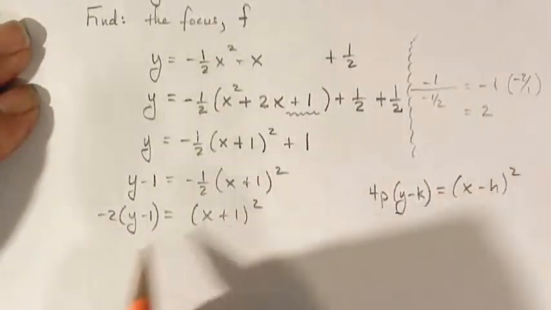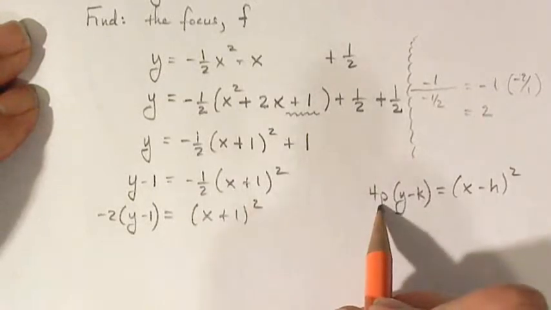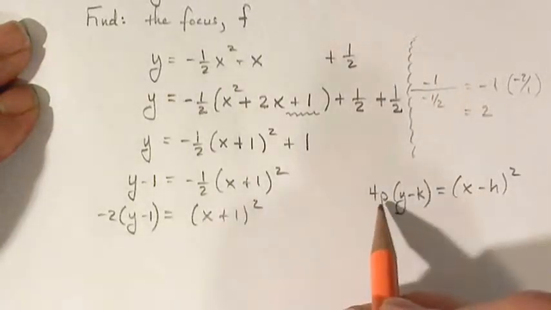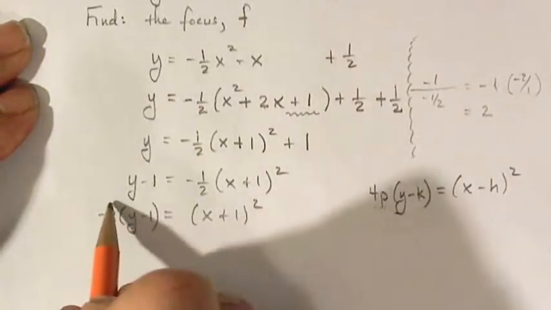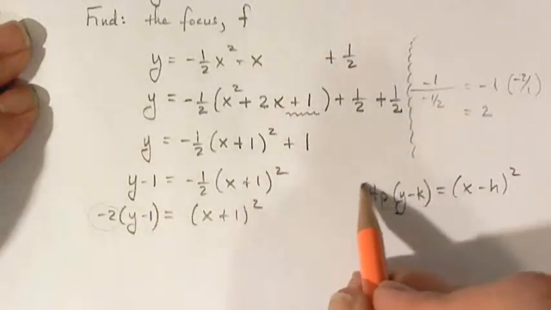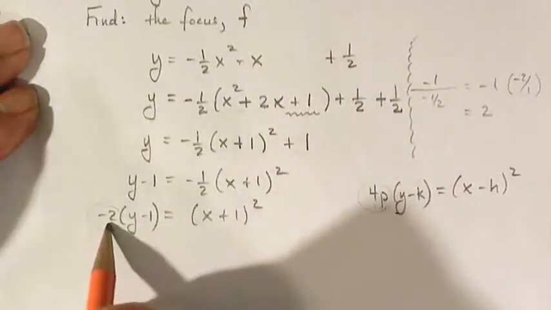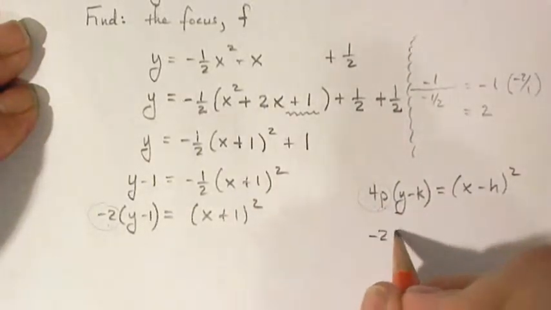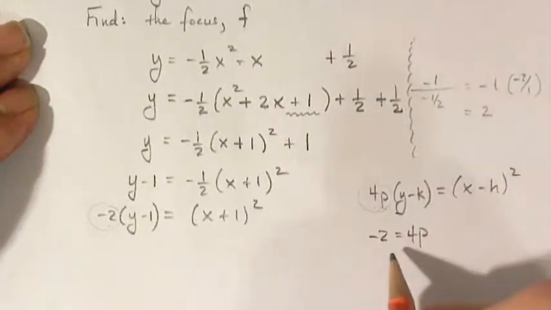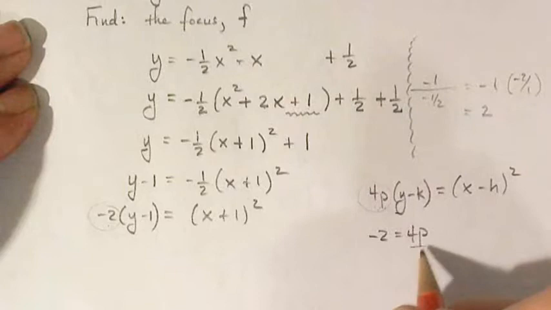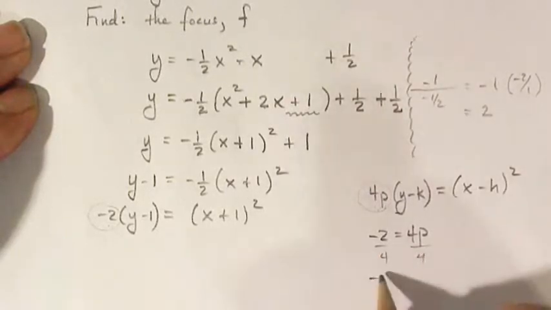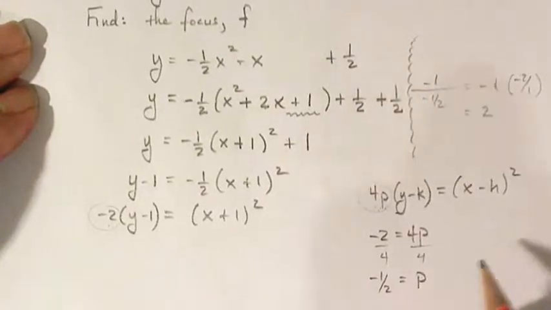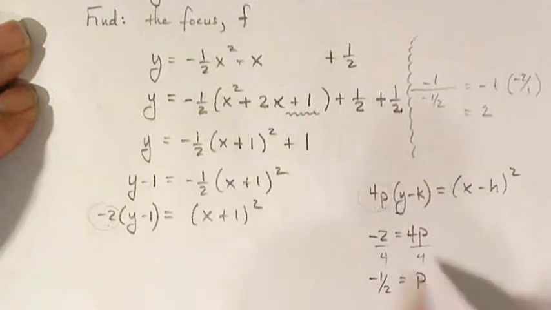And this is supposed to be a 4p. That's another confusing part of this problem. How do I get the p? Well, everything here corresponds to everything here. So this must actually be the 4p. So if I put negative 2 equal to 4p, and I divide both sides by 4, I get negative 1/2 equals p. Okay, so the p is negative 1/2.